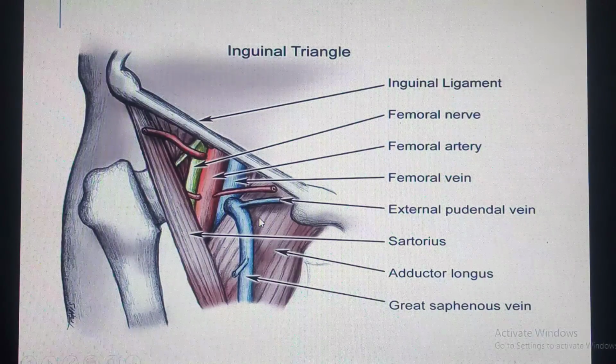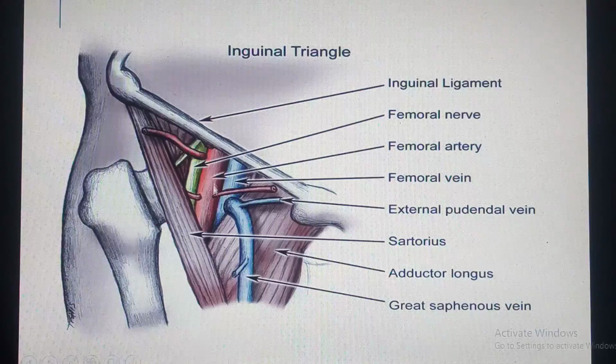And the content, we can arrange them from lateral to medial. We can also go from medial to lateral. If we want to go from lateral to medial, then we use the mnemonic NAVEL to help us. So from lateral to medial, N for nerve, that's the femoral nerve.